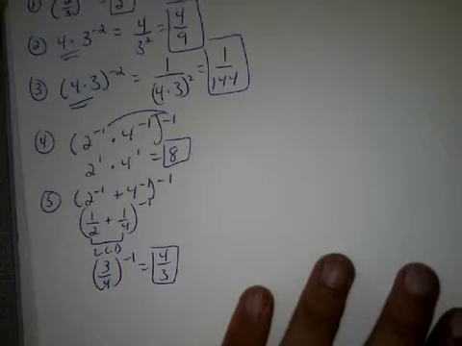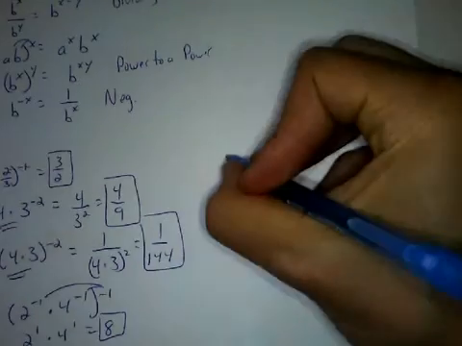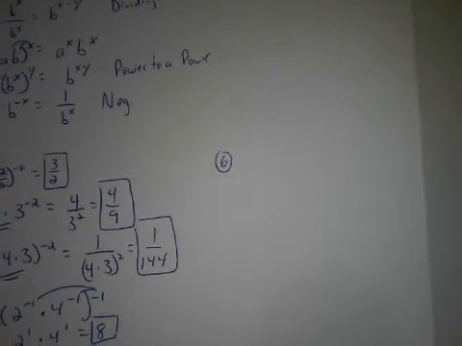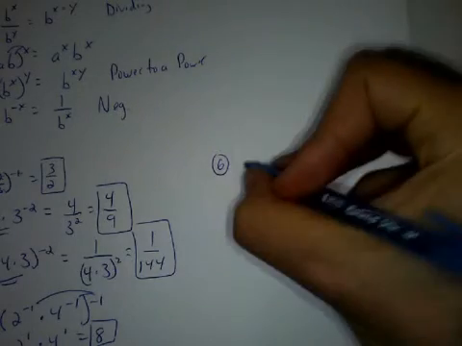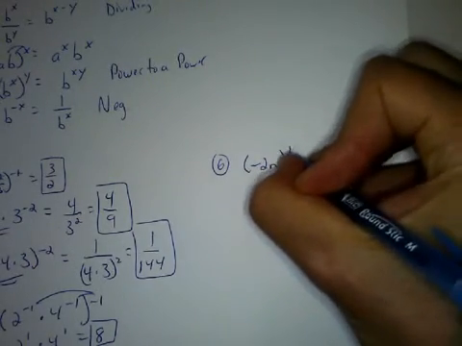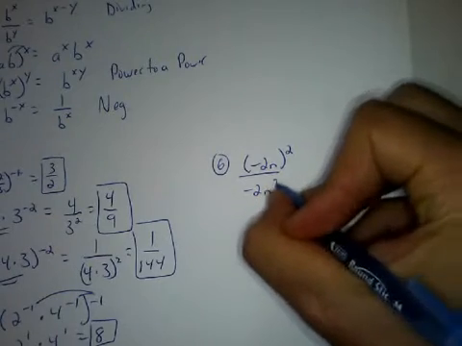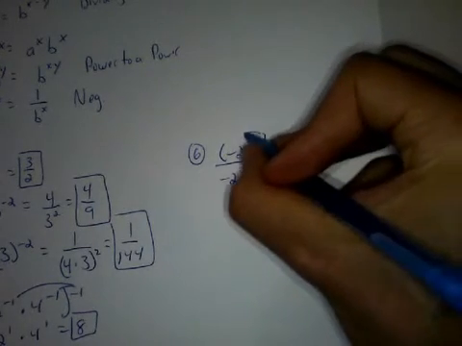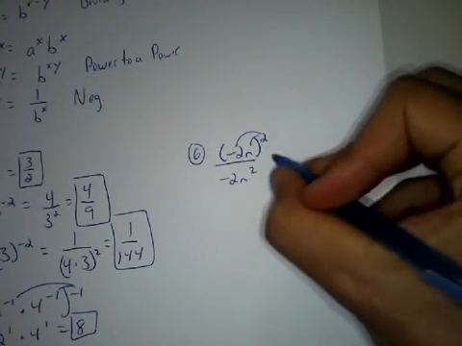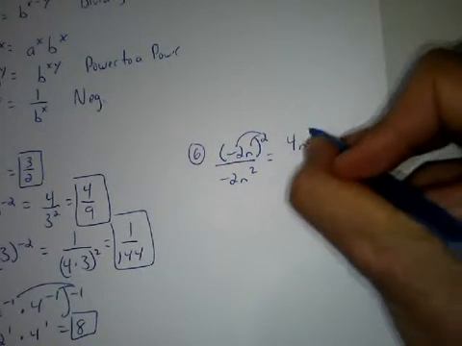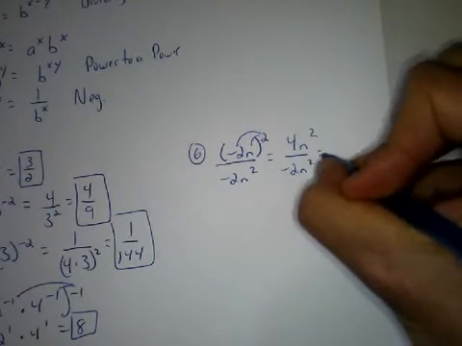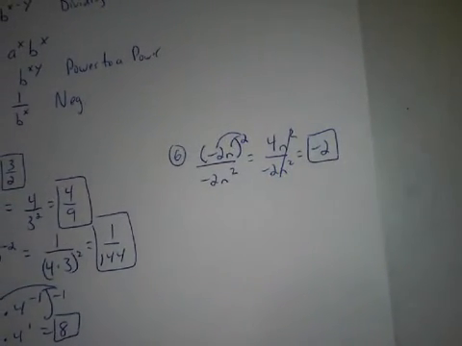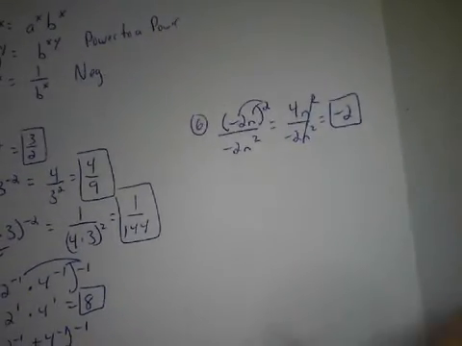Let's do one or two more numbers before we switch over to variables. Number 6. How about negative 2n squared over negative 2n squared? So in this problem, this 2 gets distributed to both these items inside the parentheses. Therefore, we get 4n squared over negative 2n squared, which is negative 2. This cancels. Number 7.